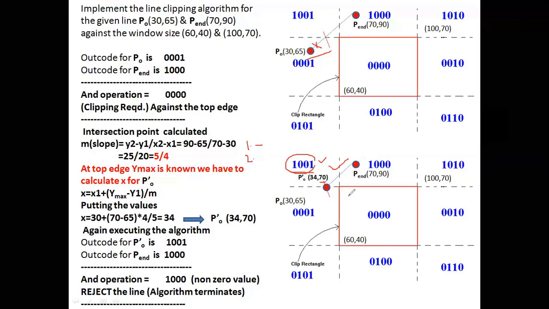OR operation, if it is giving 0, then it is the visible region; so it is not, so it cannot be trivially accepted. Third part, AND operation: if it gives a non-zero value, then it should be trivially rejected. Let's apply. So again executing p naught dash, third operation perform कर रहे हैं हम, AND operation perform किया हमने, तो p naught dash की वैल्यू क्या है 1001. Okay, and p end की वैल्यू क्या है 100. Okay, so we have assigned the code.